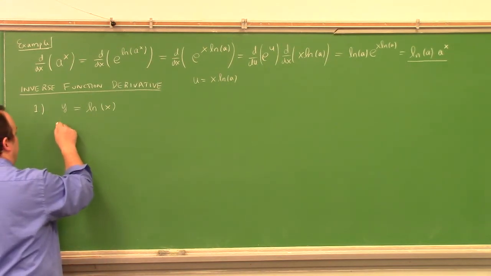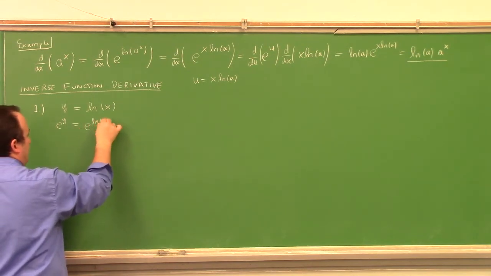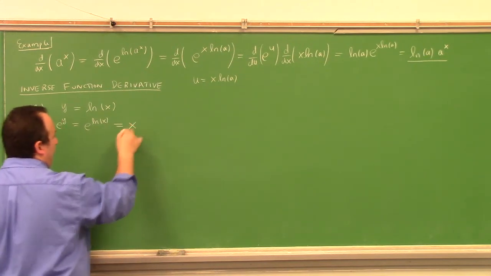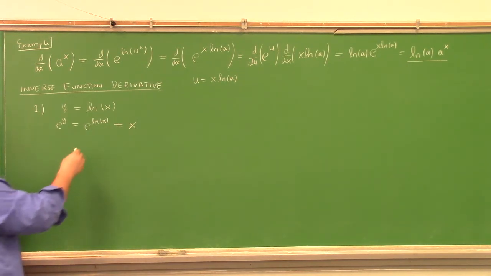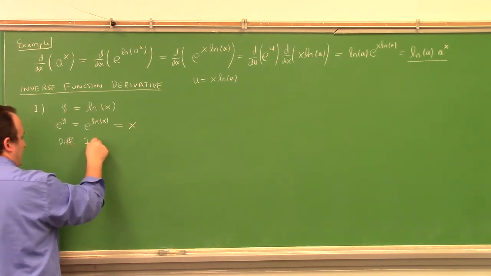This says that e to the y is equal to e to the log x. What's e to the log x? It's x again, right? Now I have e to the y is equal to x. So differentiate implicitly with respect to x, right?